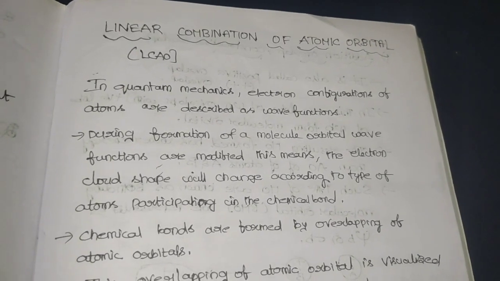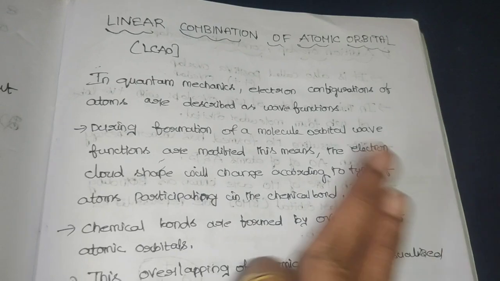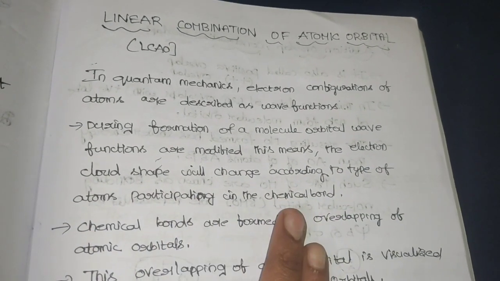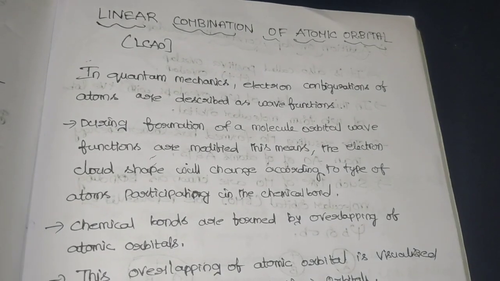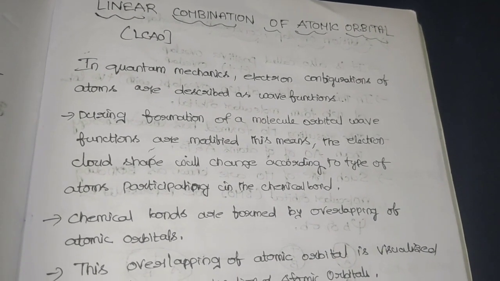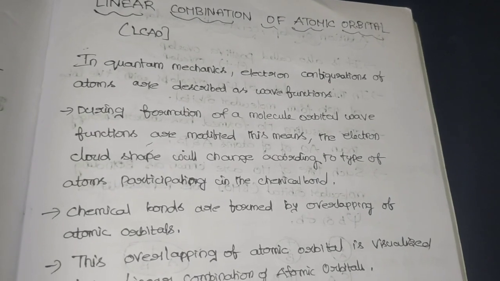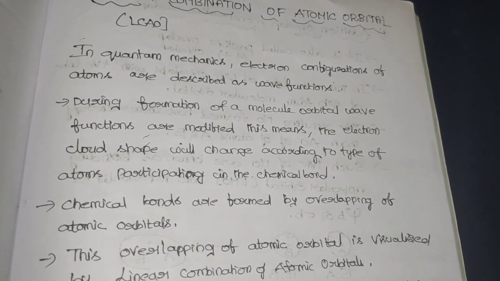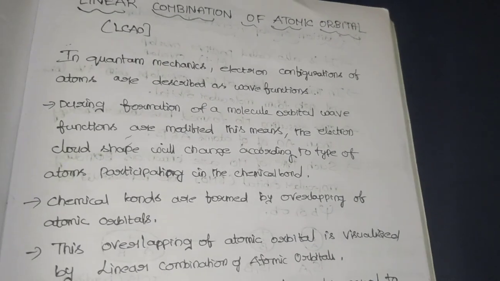How will it change? This means the electron cloud shape will change according to the type of atoms participating in the chemical bond. So this electron cloud shape will be modified according to what type of atoms are participating in the chemical bond. Let's see it elaborately, you will understand.